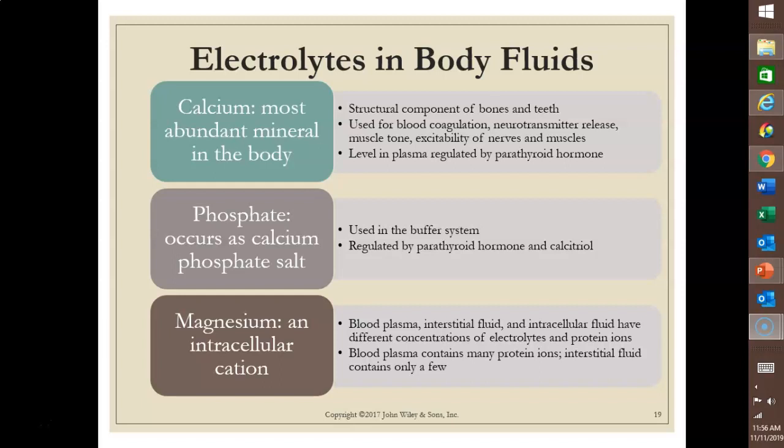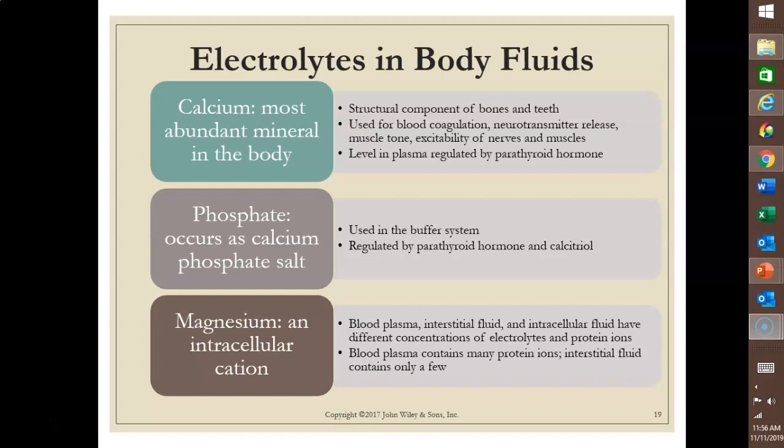It increases the production of calcitriol. Remember, that was the active form of vitamin D, and that in turn increases the calcium absorption from the food as it passes through the gastrointestinal tract. Calcitonin, on the other hand, is going to accelerate the deposition of calcium into the bone, so it lowers blood calcium. Again, there's that endocrine system.